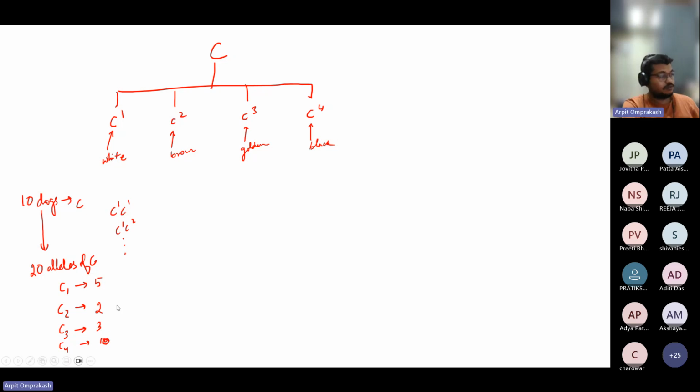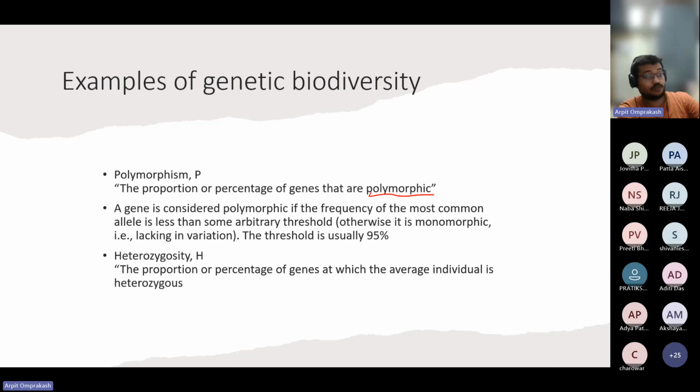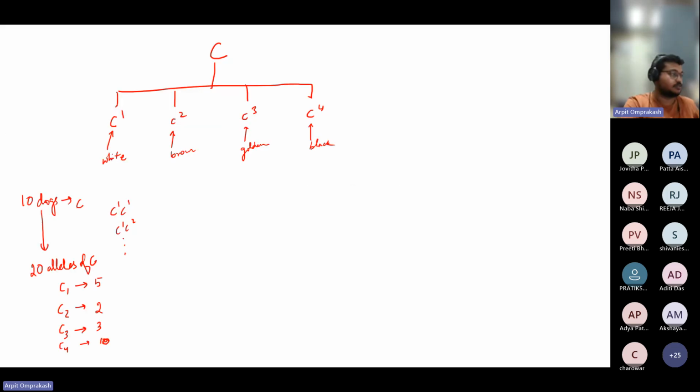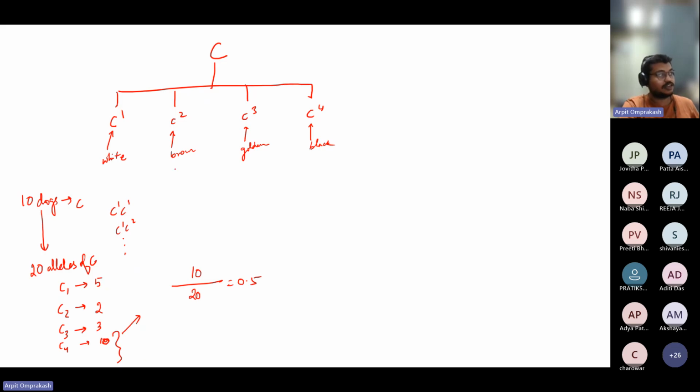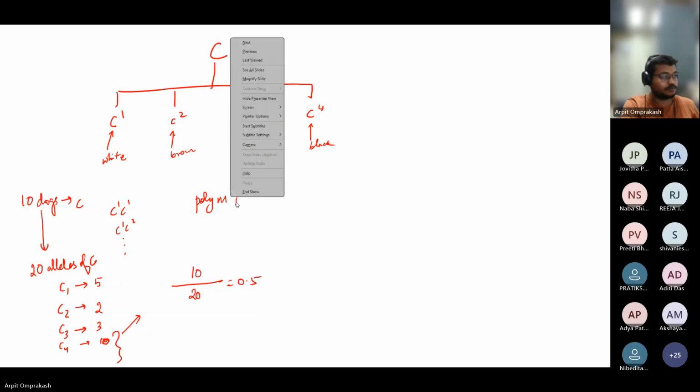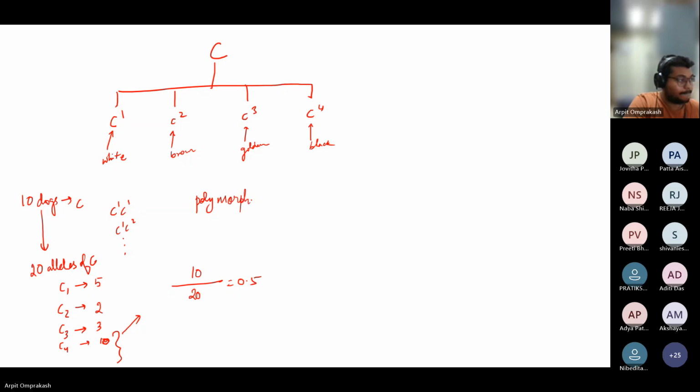But what does our definition say? The gene is polymorphic if the frequency of the most common allele is less than 95%. So what is the most common allele in this population? It is C4. What is the frequency of that? The frequency will be 10 divided by 10 plus 3 plus 2 plus 5, which is 20, which is 0.5. So 0.5 is less than 95%. That means this gene coding for coat color in dogs is polymorphic because there are many different forms of the gene. Polymorphic comes from two words: poly means numerous and morph means form. So numerous forms, many forms basically.